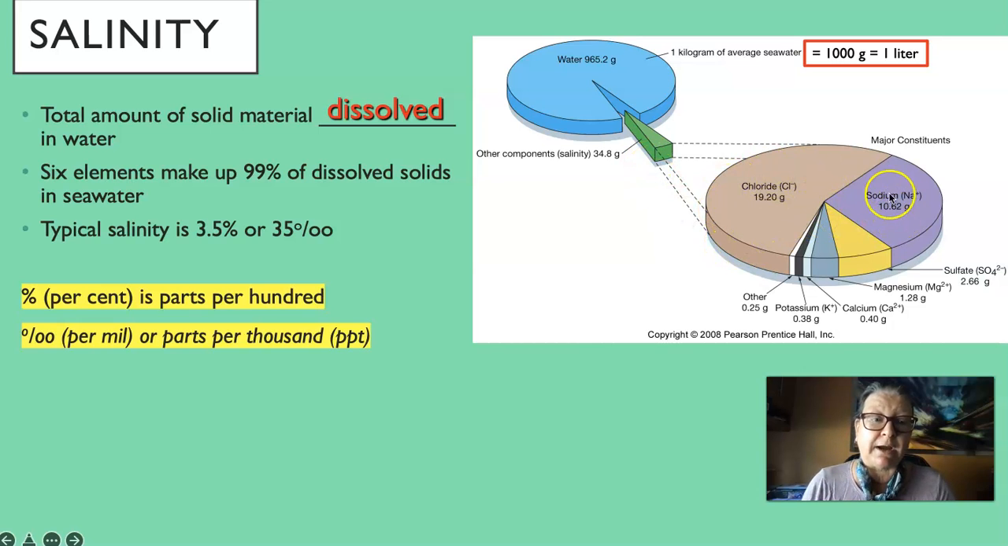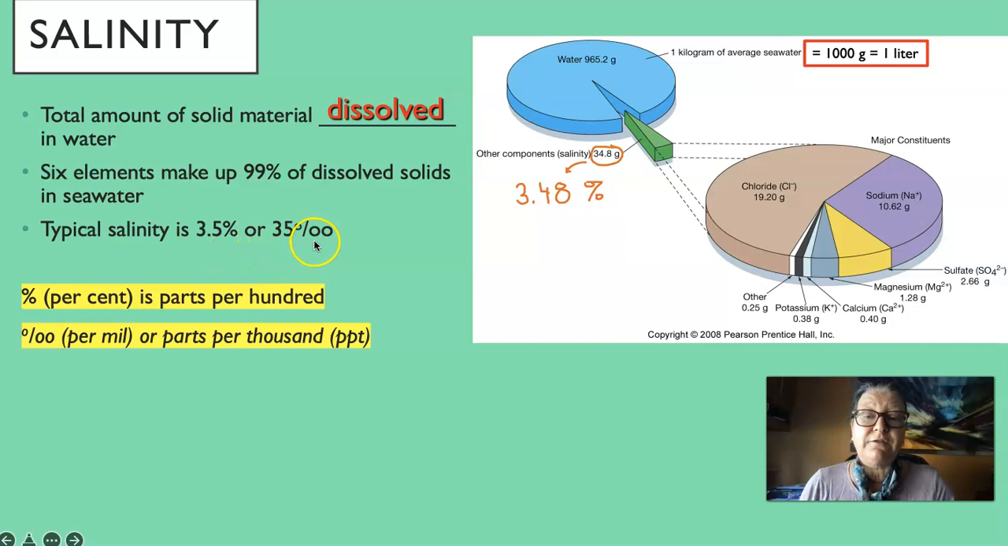What is that material? Well, it's mostly chloride and sodium, but it's also sulfate, magnesium, calcium, some other ions. And in fact, probably every element of the periodic table is in the ocean to some small extent. So if we have 34.8 grams in 1,000 grams of seawater, that's 3.48%. Now, if you look over here, I have typical salinity is 3.5%. So I'm just taking this number and rounding it up.